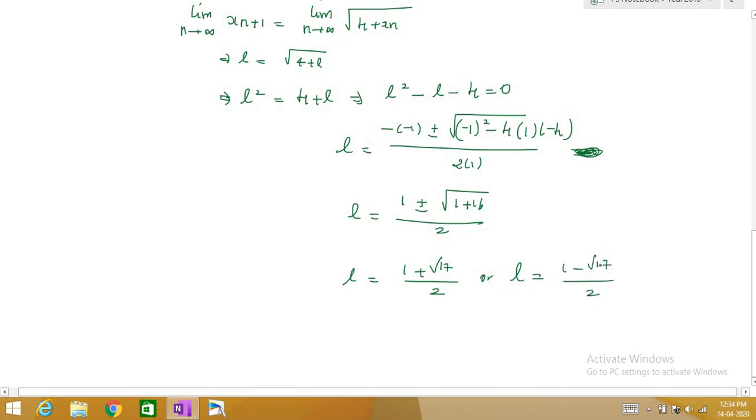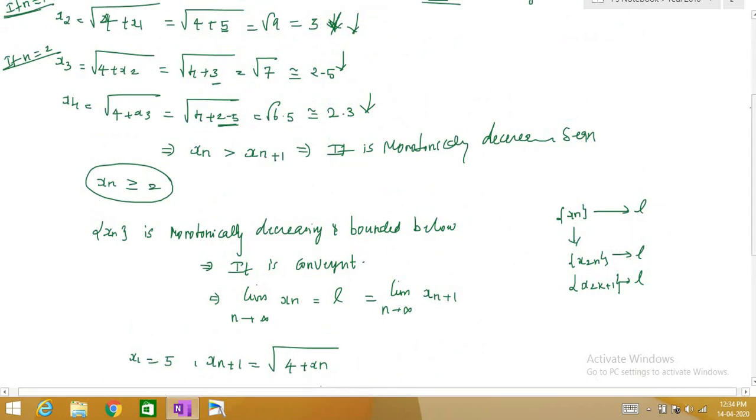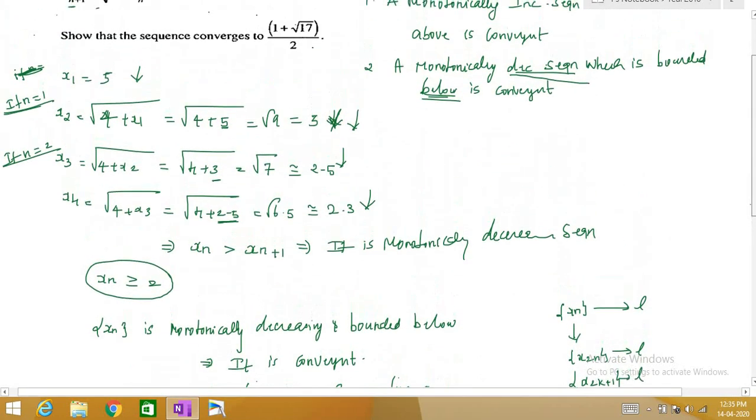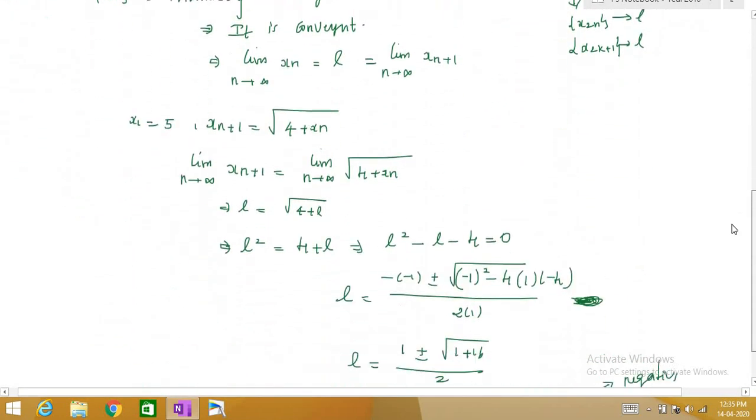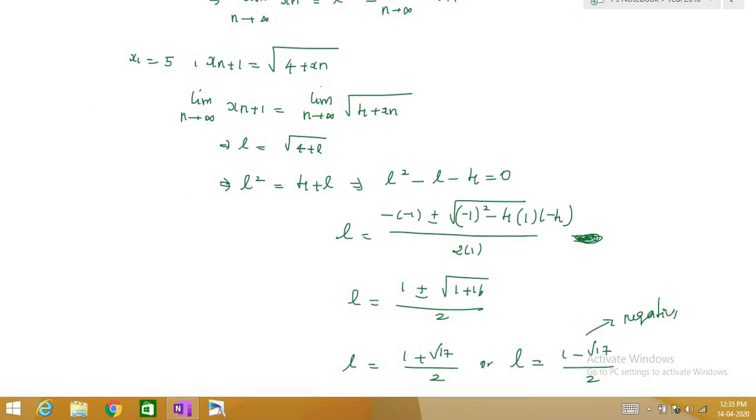If this is possible, then you can see this is a negative limit, right? This is negative because root 17, suppose root 16 is 4, so root 17 will be greater than 4, so 1 minus 4 will be minus 3, so minus 3 by 2 will be a negative quantity. But our sequence has positive terms, right? You can see that it cannot converge to a negative limit, right? So since our sequence has positive terms, we don't have negative terms in our sequence, so this is not possible.